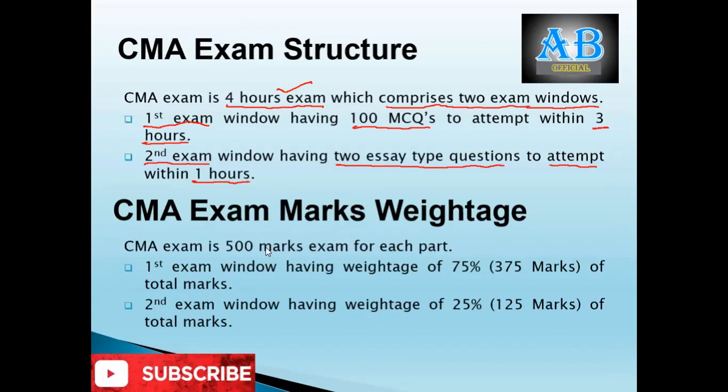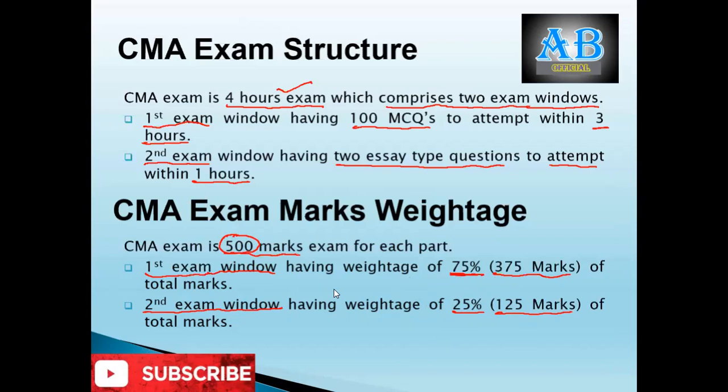What is the exam marks weightage? Every part comprises 500 marks, and its bifurcation is as follows. 75% marks weightage belongs to the first window, which is 375 marks, and 25%, which is 125 marks, belongs to the second exam window. So in total, your marks are 500: 375 for the first section, which is the MCQ section, and 125 marks for the second section, which is two essay type questions.